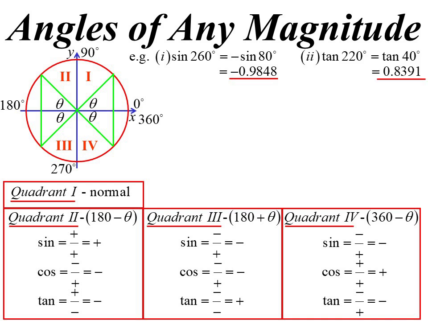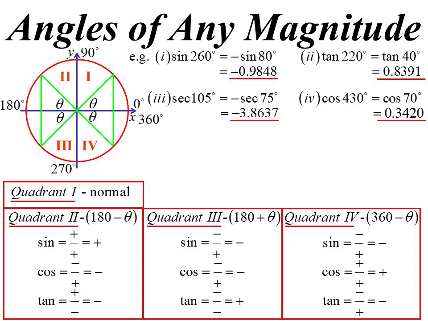So tan 220, same sort of idea. Oh, that's in the third quadrant. But that would be positive. The equivalent acute angle would be 40. Secant, which was the reciprocal of cosine, of course. So cosine 105, that's the second quadrant. It's negative, equivalent to an acute angle of 75 degrees. 430, well, if we go bigger than 360, we just are going round and round and round in circles. Now all I've got to do is keep subtracting 360. And in this case, when I do that, I get an acute angle straight away, 70 degrees.